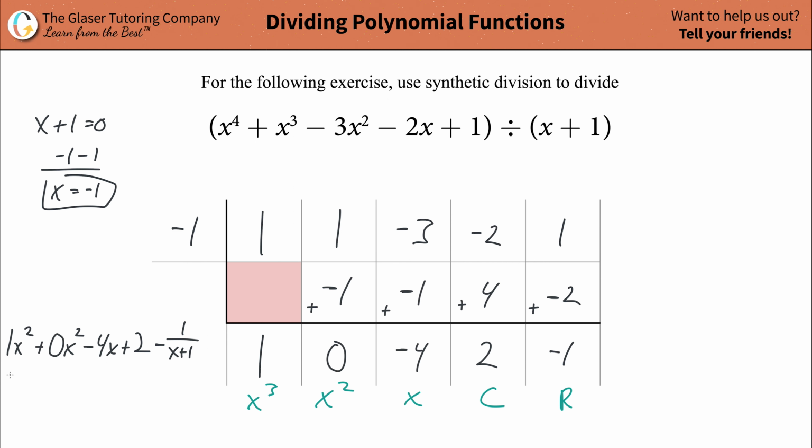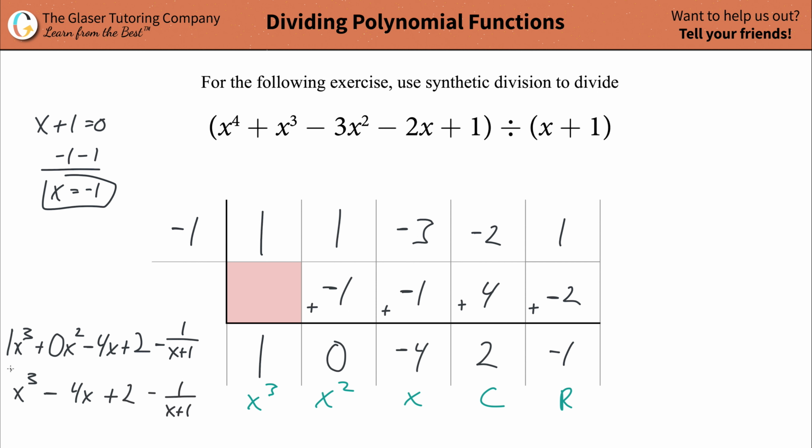Now just simplify. You don't need the 1 in front of the x. How did that become x squared, by the way? That's x cubed. I'm just seeing if you're paying attention. That's x cubed. So now just simplify everything, okay? So now you're going to have x cubed. 0 times x squared is just nothing, so leave it out. Minus 4x plus 2 minus 1 over x plus 1.